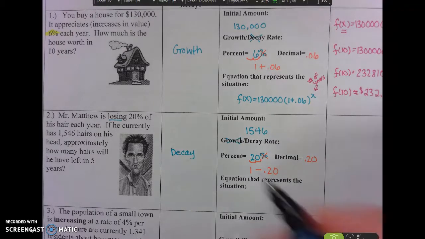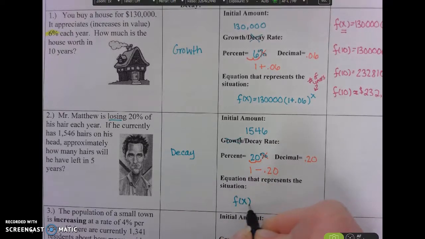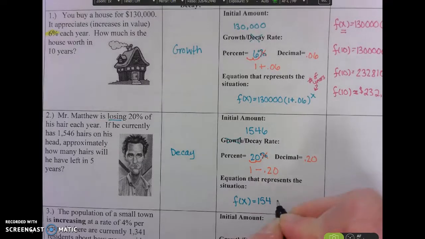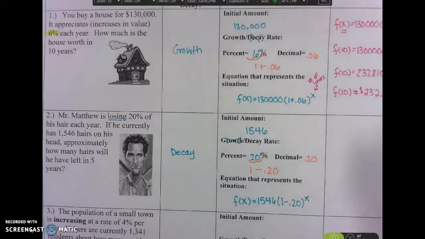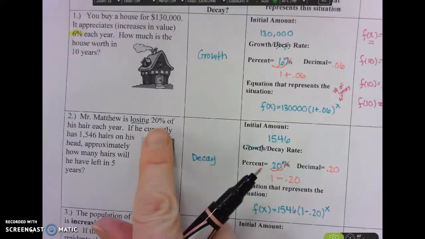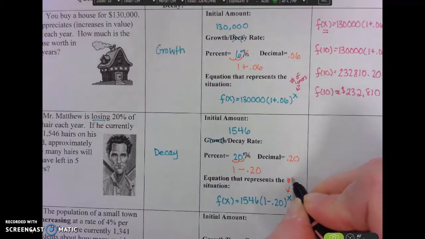So our equation, f of x equals 1,546 times (1 minus 0.20) to the power of x. Important to represent 20% of his hair each year, so x represents the number of years.